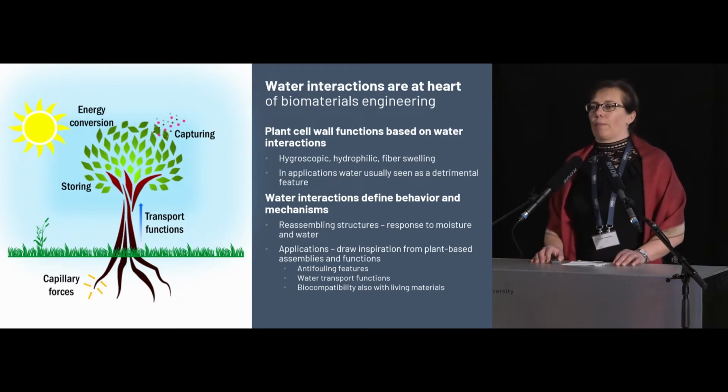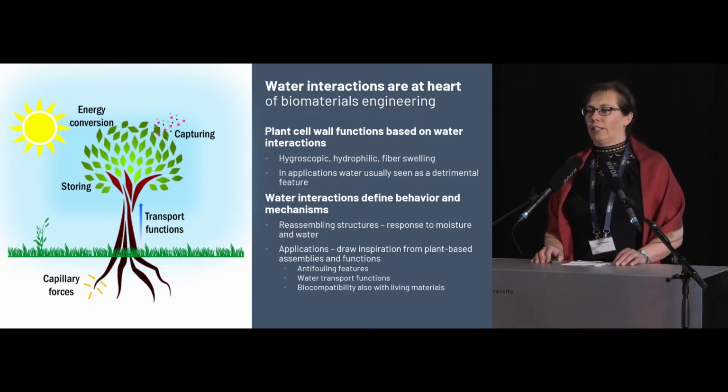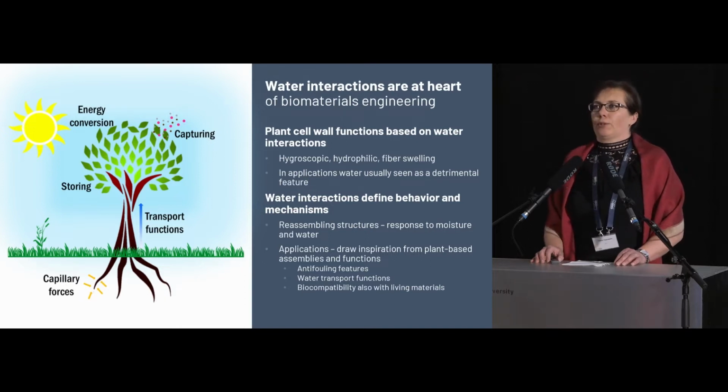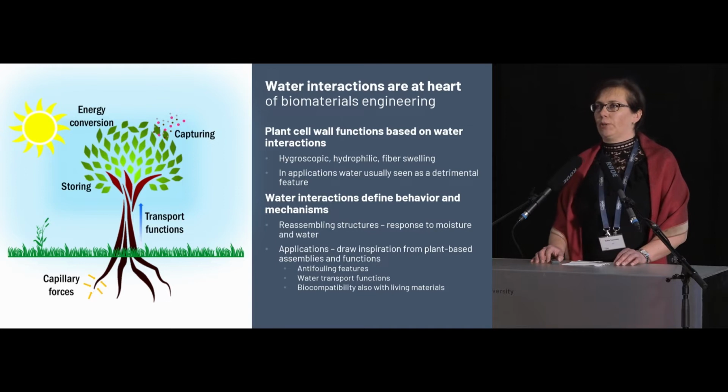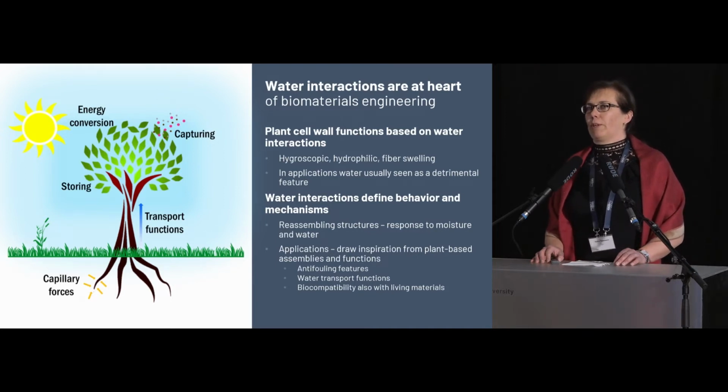If we consider all the plant cell wall functions, they are actually based on water interactions. If we consider the main components, cellulose and hemicelluloses especially, they are the most hygroscopic and hydrophilic components you can actually imagine. And if you think about the applications, water is very often used as a detrimental feature. You try to get rid of it when producing paper, and you lose very much of its performance when it's in contact with water, even with moisture.